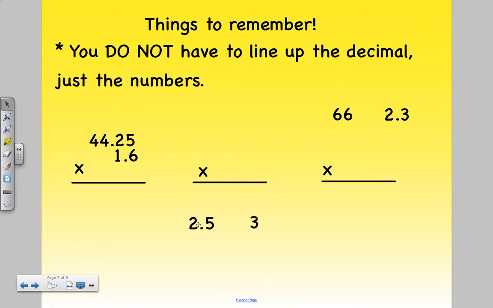Here we go again, 2.5. I'm not concerned about my decimal point. I'm just lining up my numbers. So I simply just stack it up like that. 2.5 times 3. Same thing with my last one here. 66 times 2.3. Not worried about my decimal point, just lining up my numbers. I'd have my 2 and my 3 just like that. Okay?